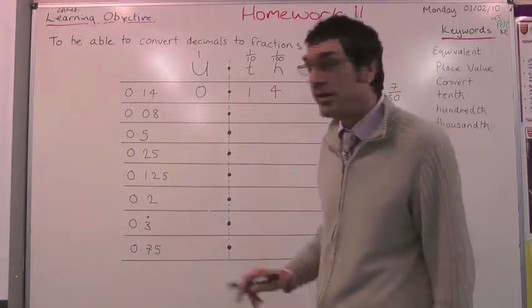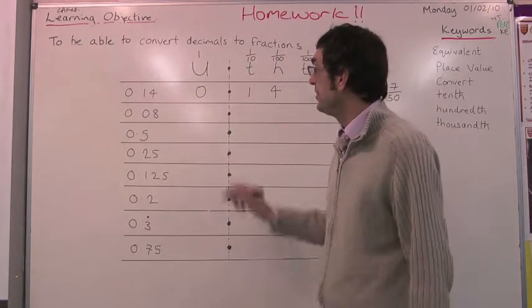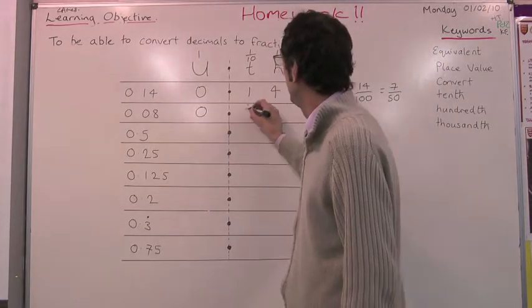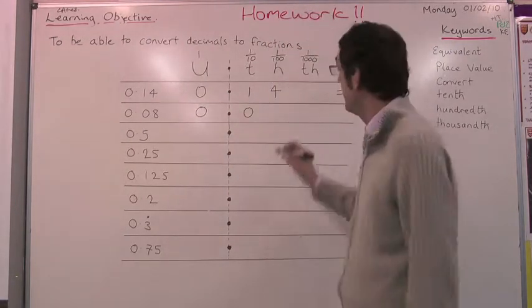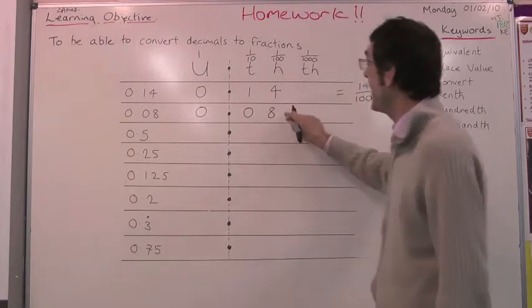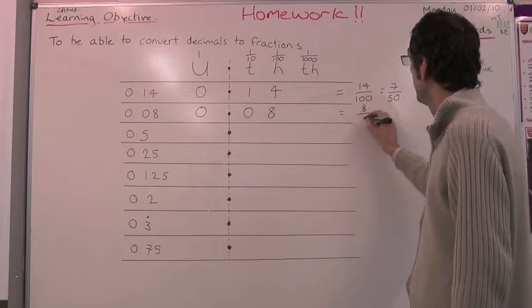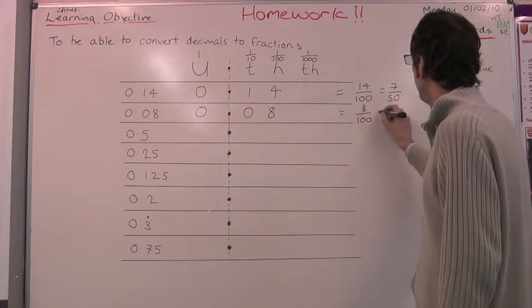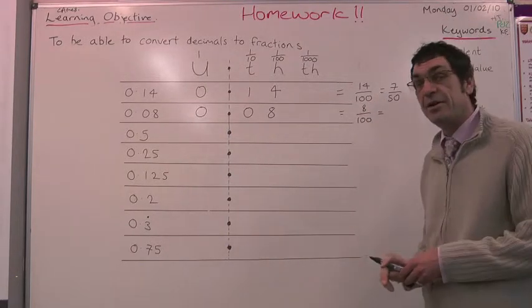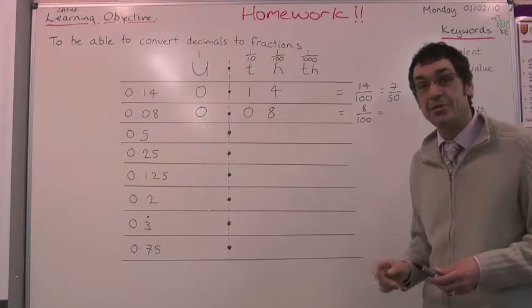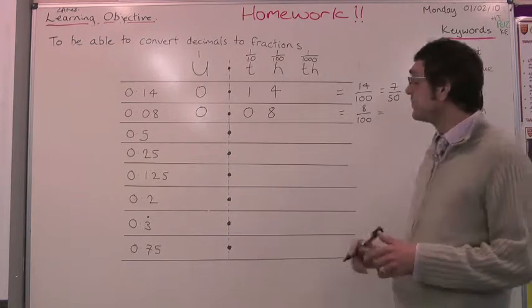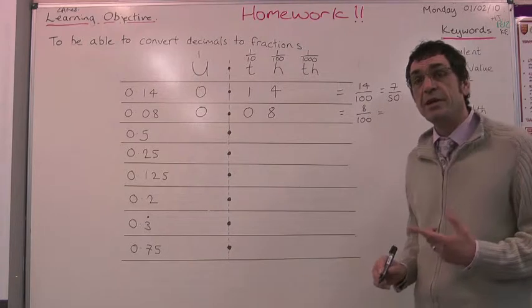Okay, let's look at this one then. 0.08. So I've got 0 in my tenths column, and I've got 8 here, which is 8 hundredths. So that would equal 8 over 100. Again, I'm going to try and simplify this down. Is there a number that goes into 8 and 100? Easy to start with 2s. That will give me 4 over 50.